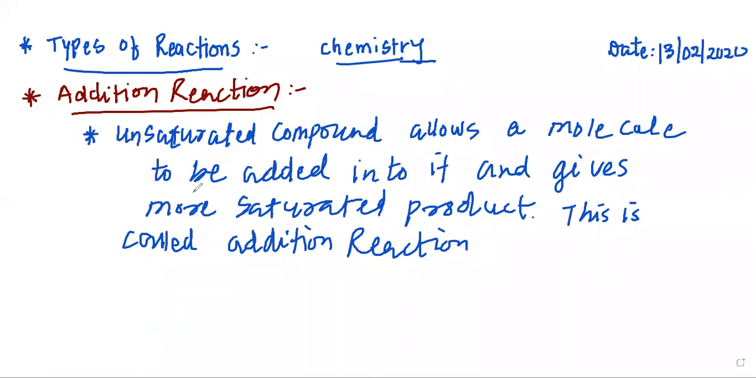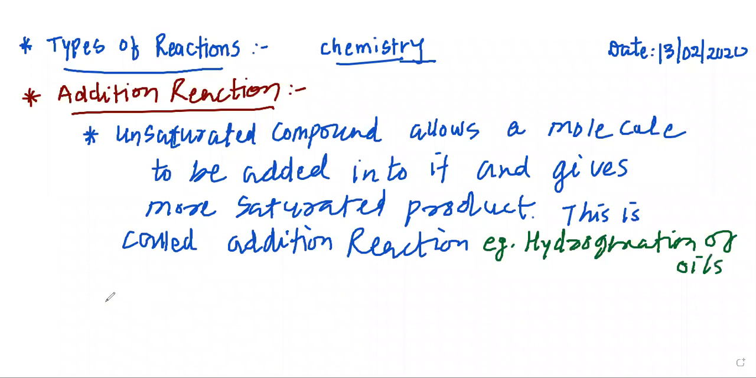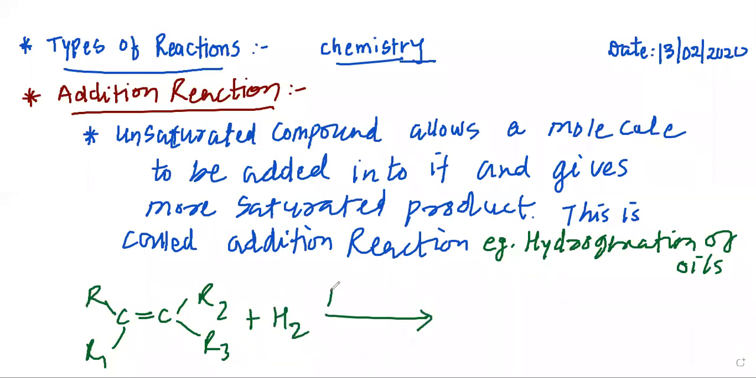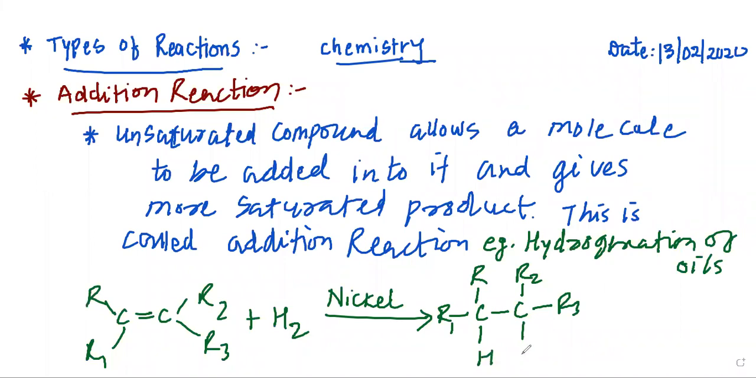My dear students, in 10th standard you have even studied one of the very important addition reactions, which was known as the hydrogenation of oils. You have studied it this way: you have C double bond C, with various groups R, R1, R2, R3, and then you add hydrogen to it in the presence of a nickel catalyst, and you get C single bond C, with R, R1, R2 and R3 bonded, and two hydrogen atoms added to it.